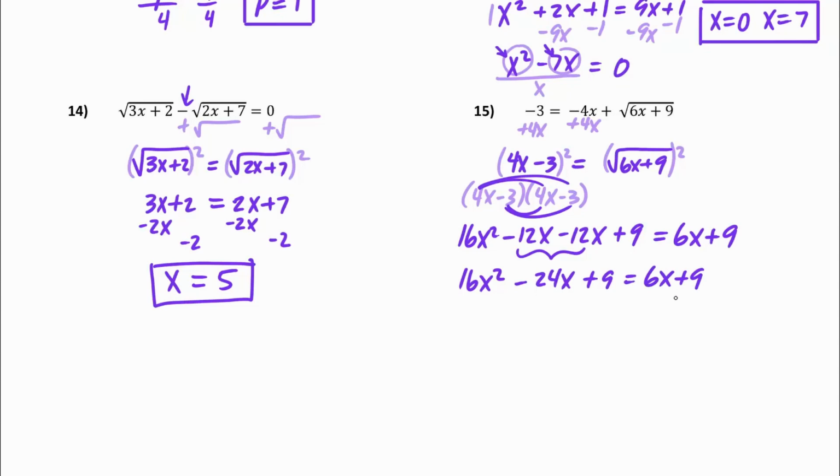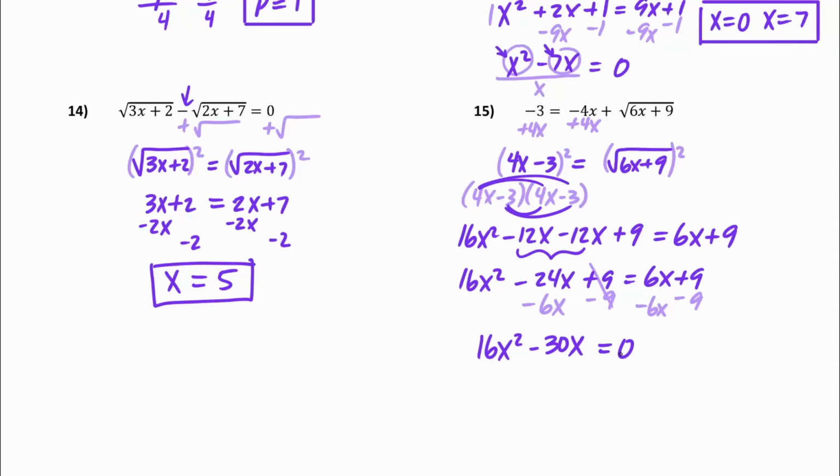Now this problem looks a little bit bigger. We have an a value, and that's going to make a difference when we choose what method we would like to solve with. So right now I'm just subtracting 9, which those cancel, which is interesting. Wasn't expecting that. We'll subtract 6x and subtract 6x. So my quadratic looks like this, 16x squared minus 30x, and that is equal to 0.